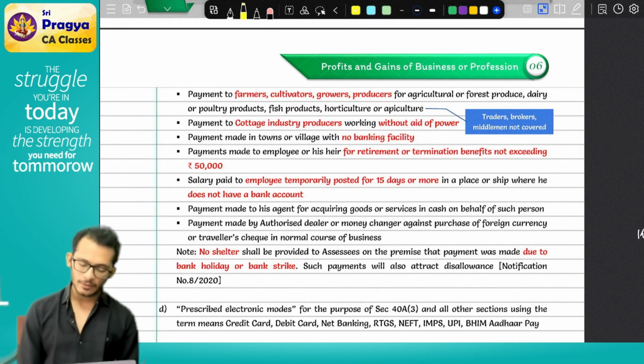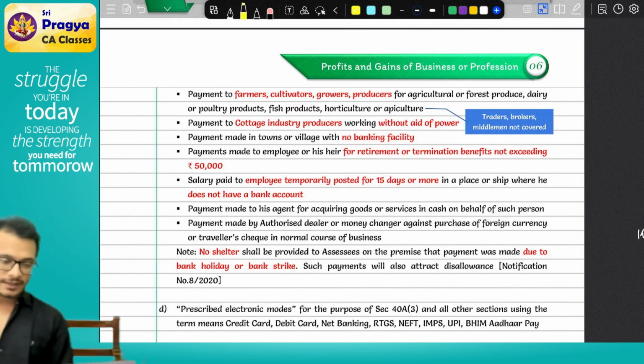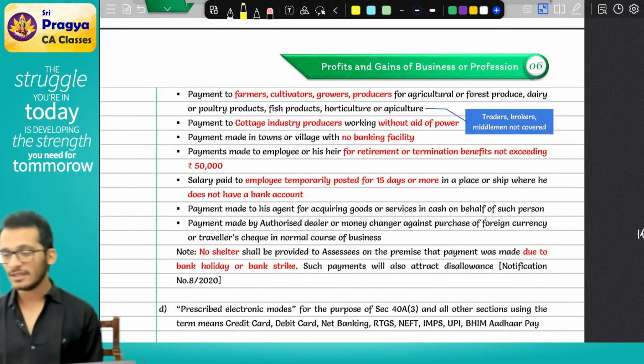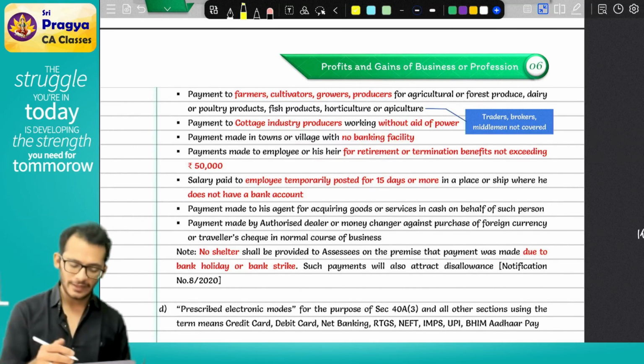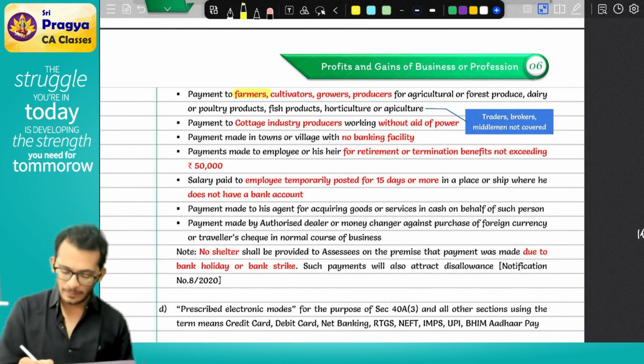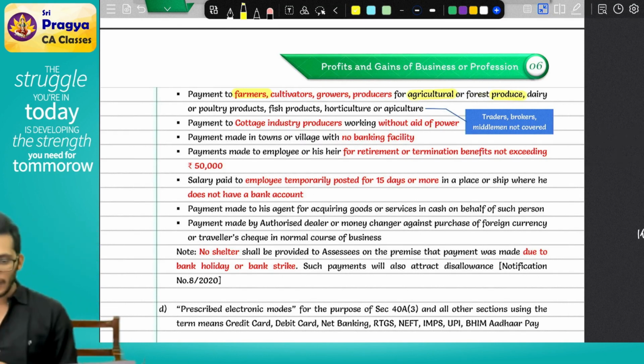It says payment made to farmers, cultivators, growers, producers for agricultural and forest produce, poultry farming, poultry products, dairy products, fish products, horticulture and apiculture. There are two words which are very important here. Word number one is payment made to farmers. Word number two is payment made for agricultural produce.